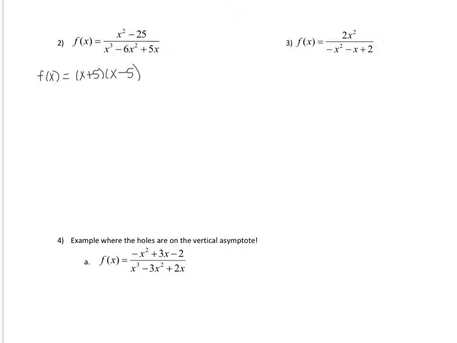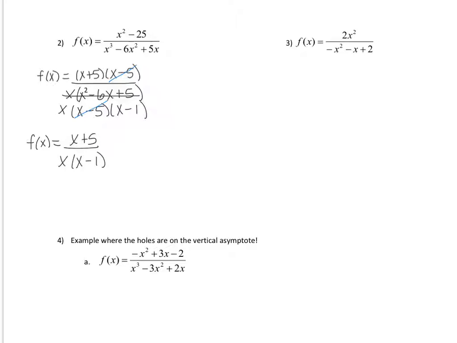Now the denominator looks like I could take out an x, and then I'm left with x squared minus 6x plus 5. And it looks like I could factor that again. x, x minus 5, x minus 1. Okay, so really this is my new fraction. Anything I can cross off, negative 5 and negative 5. So my new fraction looks like f of x equals x plus 5 over x minus 1. So the hole will exist, and if we want to write that, my hole is when x is equal to positive 5.